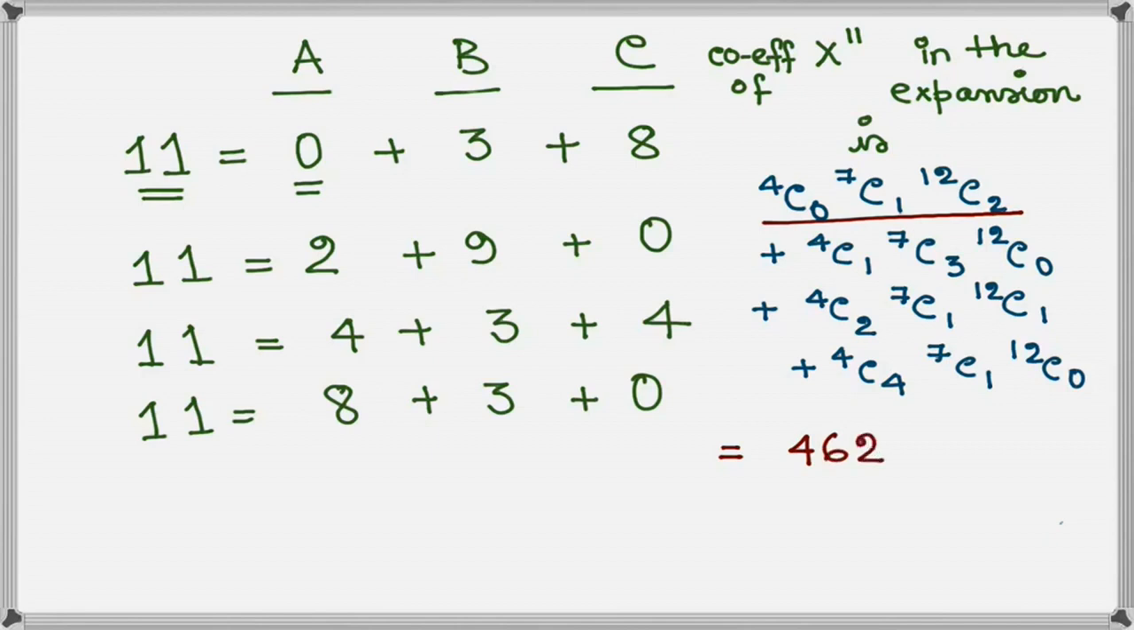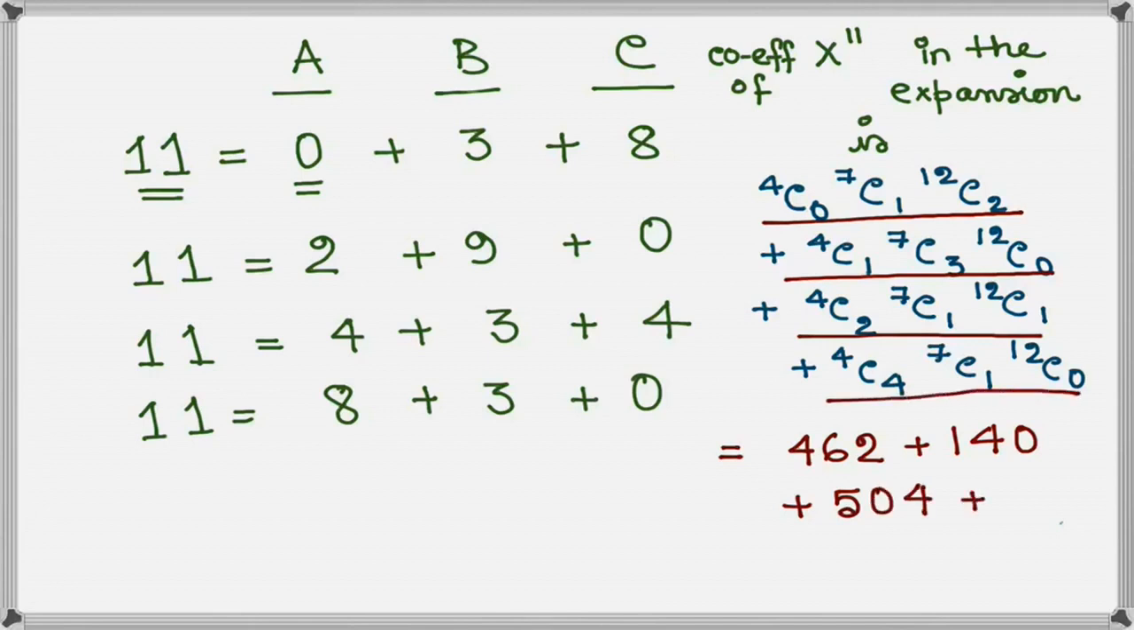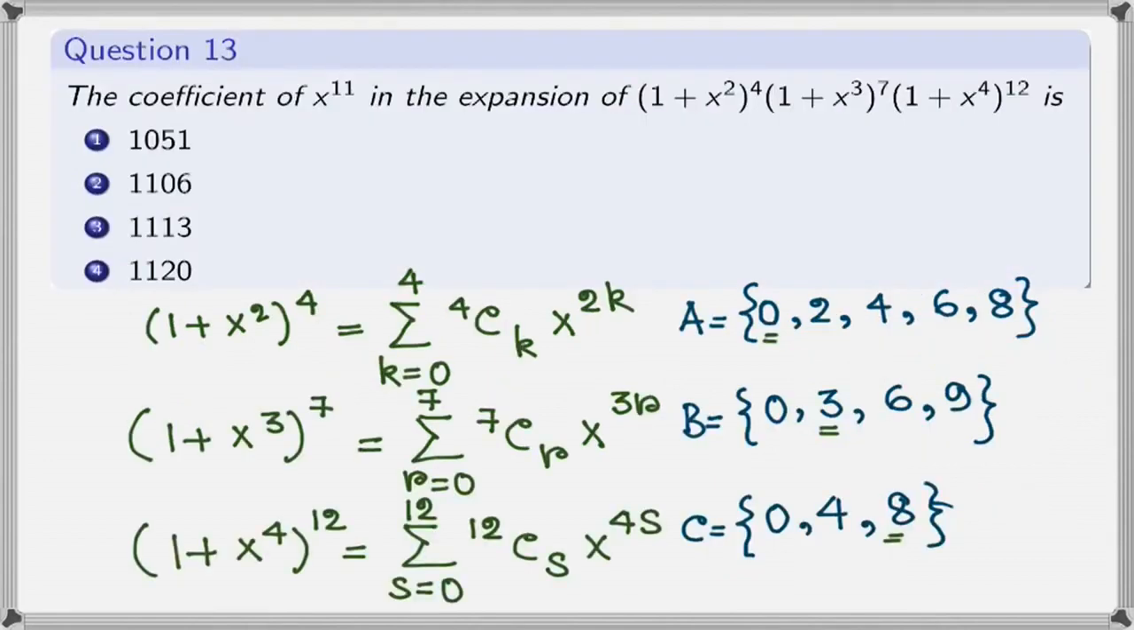Now, if we compute the values, we can see that this value is equal to 462. This value is 140. This value is 504 and the last one is 7. So, summing all these 4 integers, we get 1113. Therefore, we get the coefficient of x^11 in the given expansion is 1113, and so the third option is the correct answer.